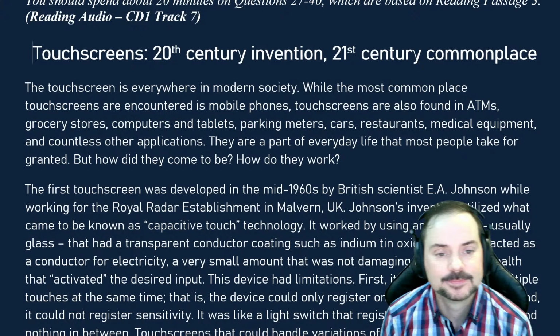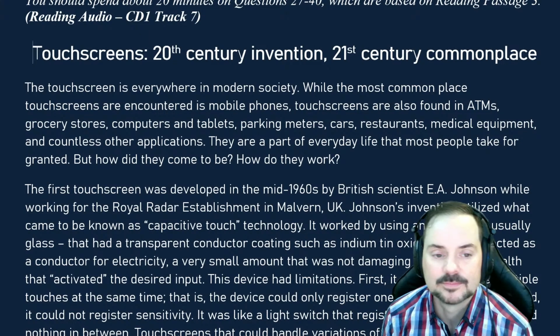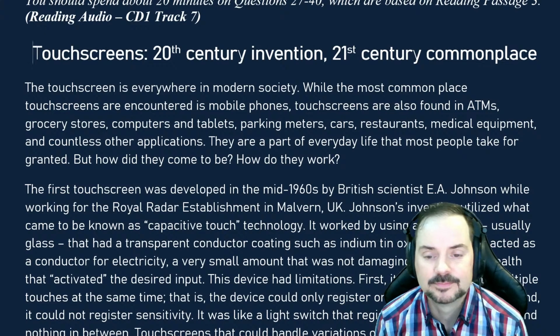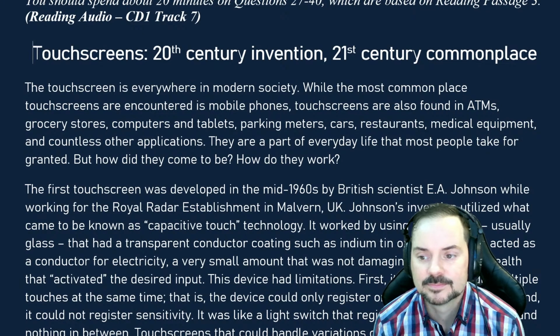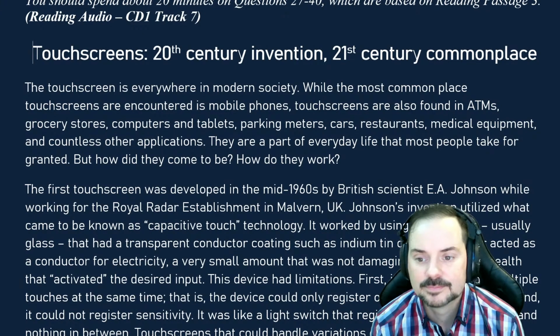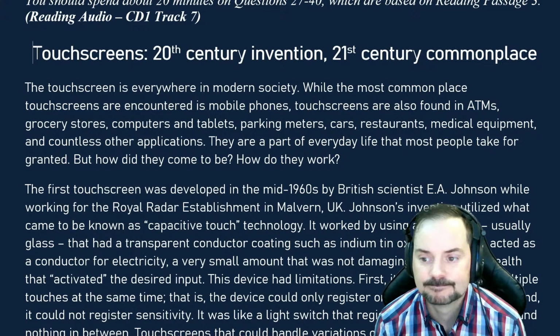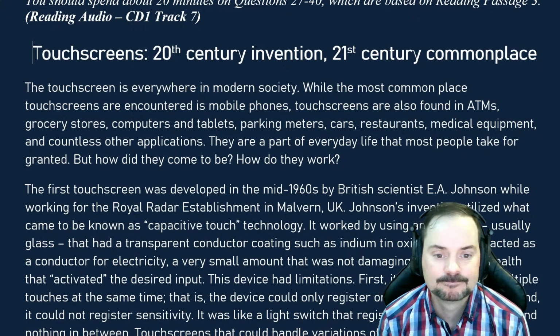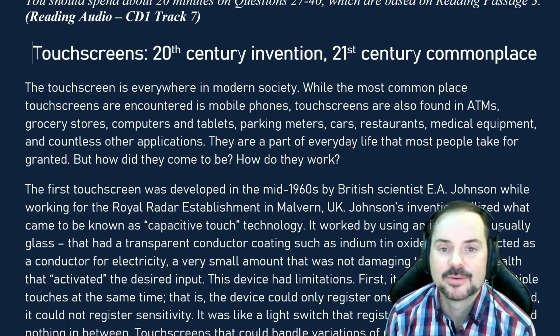Touchscreens, 20th century invention, 21st century commonplace. The touchscreen is everywhere in modern society. While the most commonplace touchscreens are encountered is mobile phones, touchscreens are also found in ATMs, grocery stores, computers and tablets, parking meters, cars, restaurants, medical equipment, and countless other applications. They are a part of everyday life that most people take for granted. But how did they come to be? How do they work?